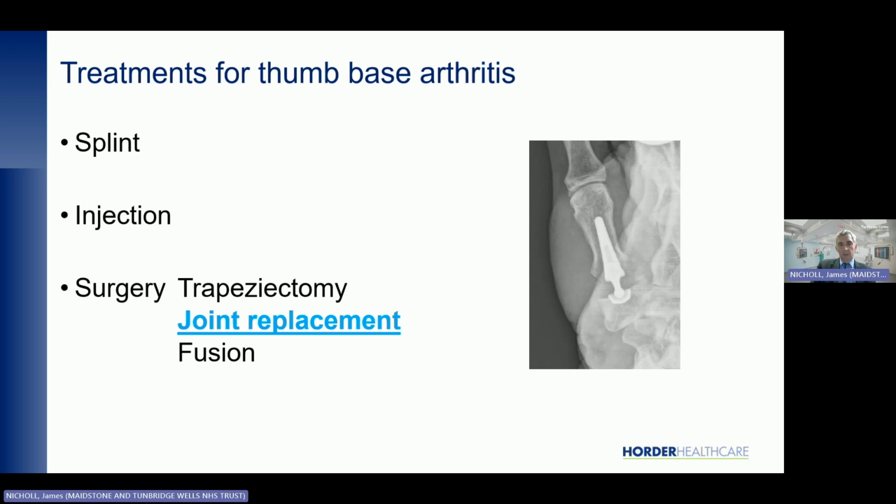And then I've not shown a photograph of it, but you can fuse the bones together. So if you had someone who was a very young, heavy manual worker, then these first two wouldn't be a good option for them. And you can, rather like we did on the tip of the finger, fuse the bones together. So it will get rid of the pain, but you do lose some of the mobility in the thumb. But if it's someone who's got another 30 years to work wielding a pickaxe, then that's probably the best option for them.